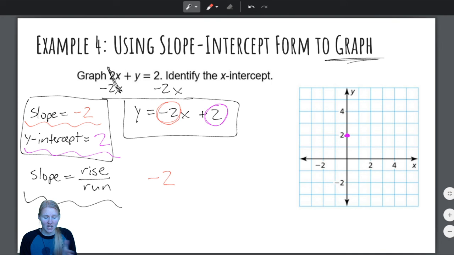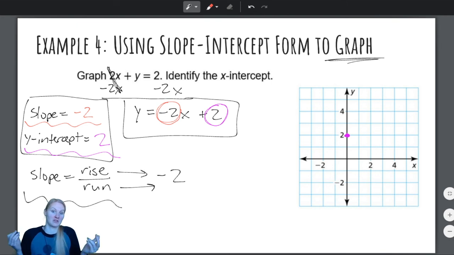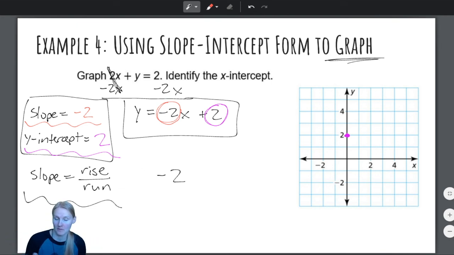Well, it's kind of tricky to see here. Sometimes we have slopes that are fractions, and it's very easy to see. Oh, rise is 2, run is 3. If I just have a number like -2, is that the rise? Or is it the run? I don't know. So, here's what you can do.